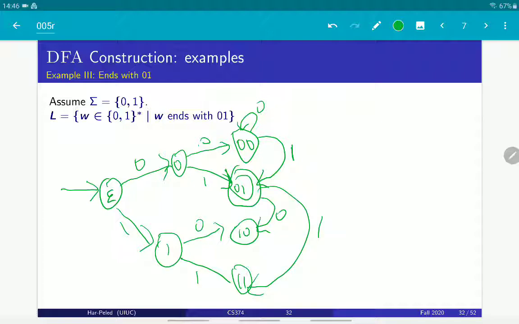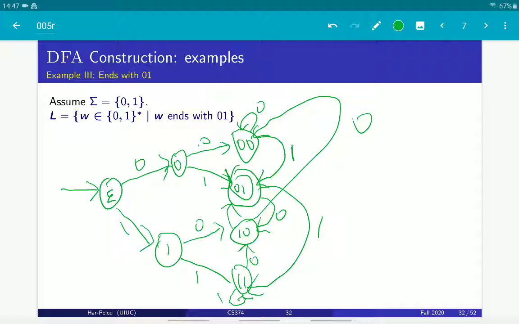Because I saw 1. Now, if I'm at 1, 0, and I see 0, then I go to 0, 0. And if I see 1, I go to 0, 1. Now, if I'm at 1, 1 and I see a 0, I go to 1, 0. The last 2 characters are 1, 0. And if I get 1, I stay where I am. So this is this automata. And the construction is clearly correct because this automata really just remembers the last 2 characters that we saw of the input. And as such, it accepts only if we're in state 0, 1.